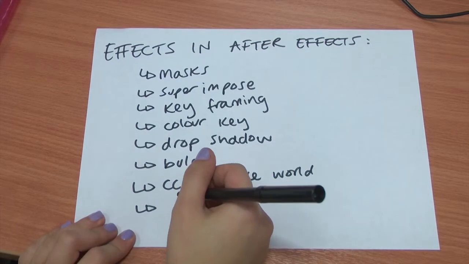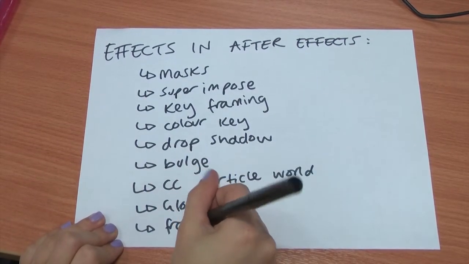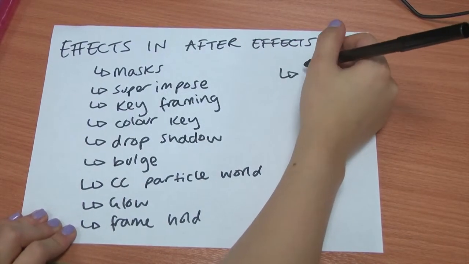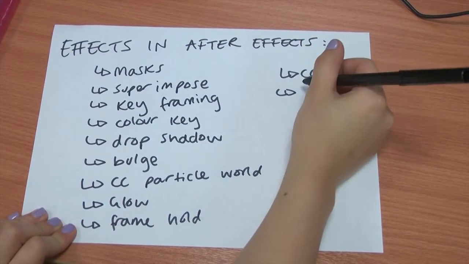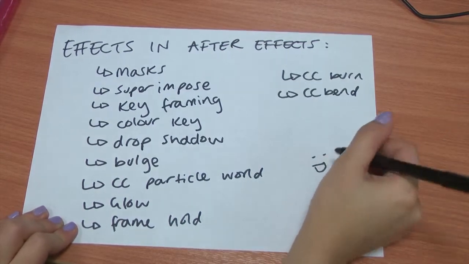Bulge was used quite a lot. I'll show you how I use that one. CC Particle World, that was used for smoke, for sparkles. Glow was used in the same one. Frame hold is just what we use to set each image for our introductions. CC burn and CC bend, I'll also show you what happens.